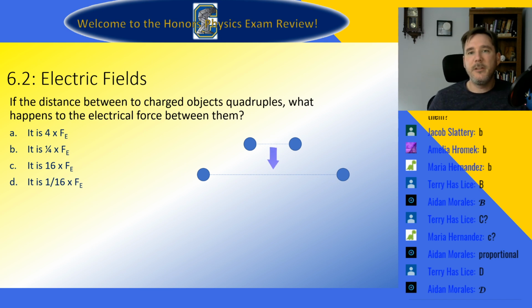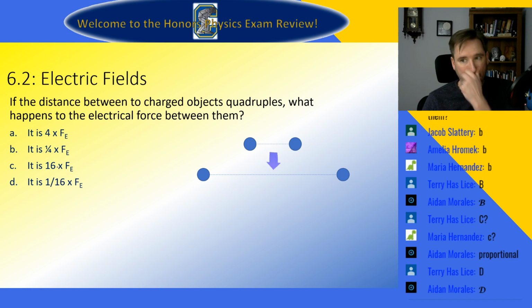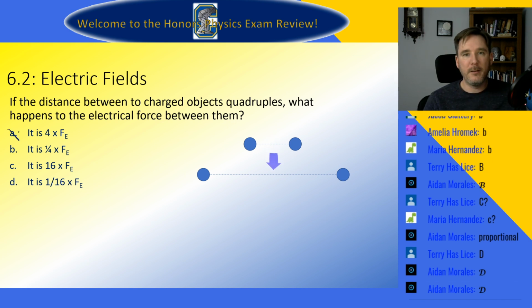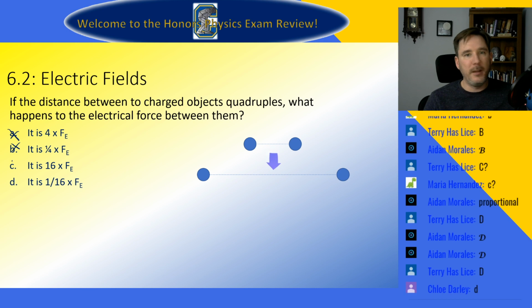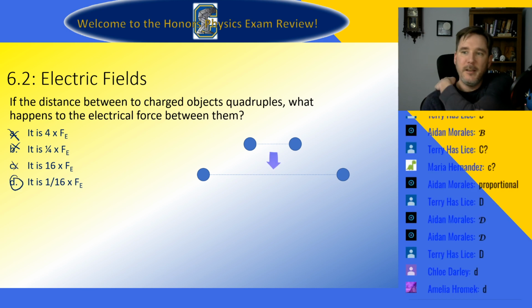If the distance between two charged objects quadruples, what happens to the electrical force between them? Wow, has it been almost 45 minutes? What happens as the distance quadruples? A, B, C, or D? All right. Well, hopefully you know it's not going to be this one or that one or that one. Yep, it is going to be D.